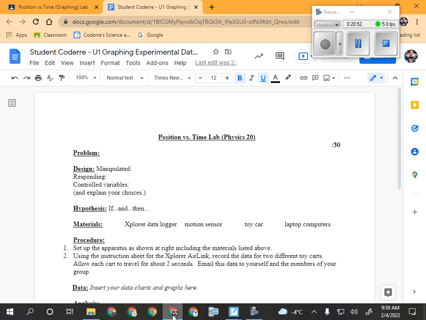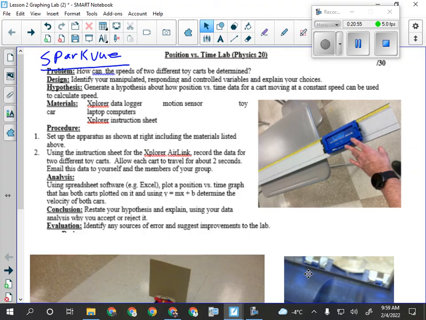So for this lab, we want to calculate essentially the speed of the carts. So the if part should probably talk a bit about what the relationship is between position and time for something traveling at a constant velocity. There's a certain kind of relationship that we would be looking at. So you could say, if there's this kind of relationship between position and time, and then you describe the experiment: carts are allowed to travel along a track for a short period of time at a constant velocity.